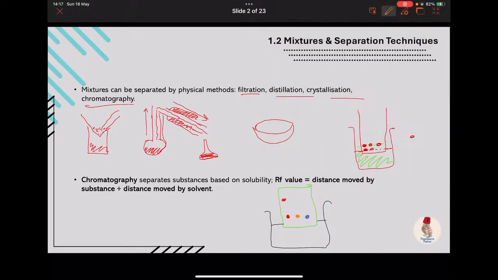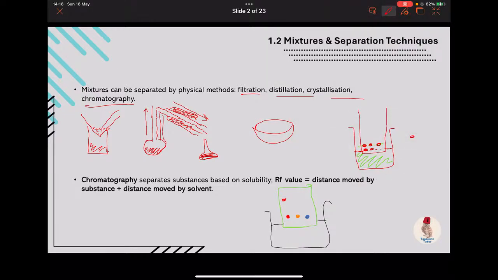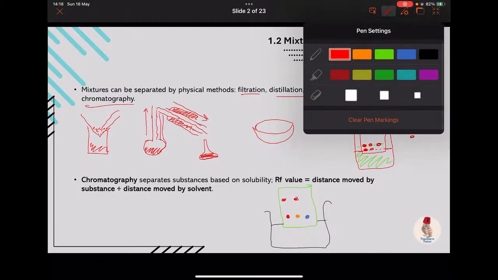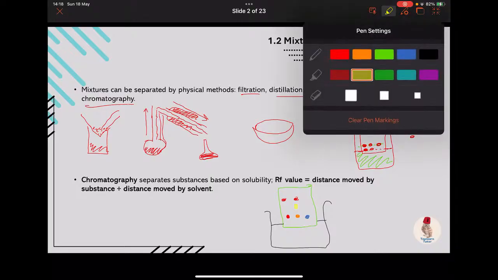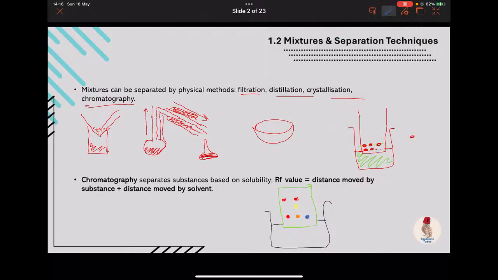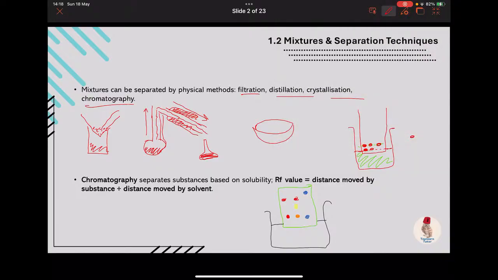Now, the orange, as we know, is not a primary colour. Let's say the orange is made up of red and yellow. So the red will separate up there, and the yellow will separate down here. This is just an example. Now, let's say the blue has a higher affinity. As it has a higher affinity, it's more attracted, and it will be carried higher up the page like this. And like this, we can find out the affinity of different substances.